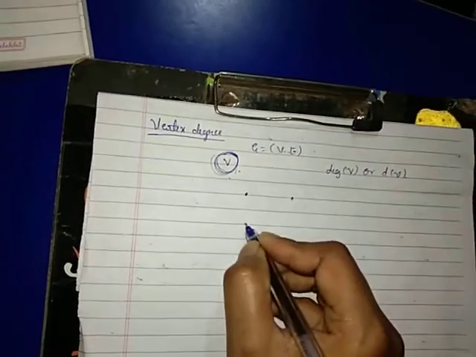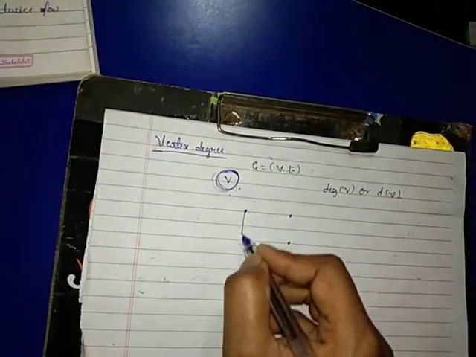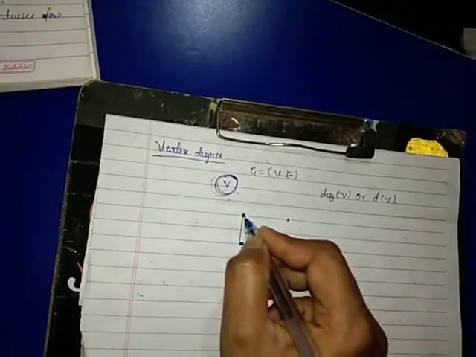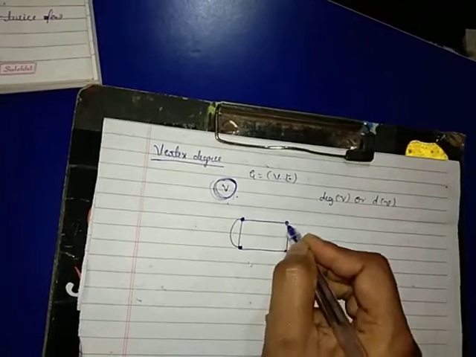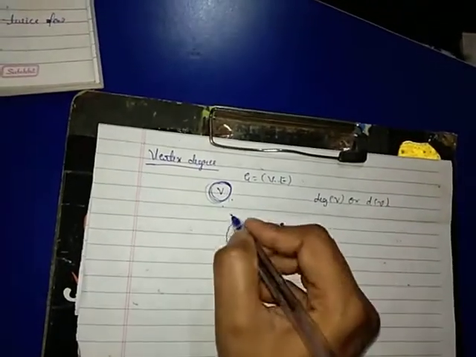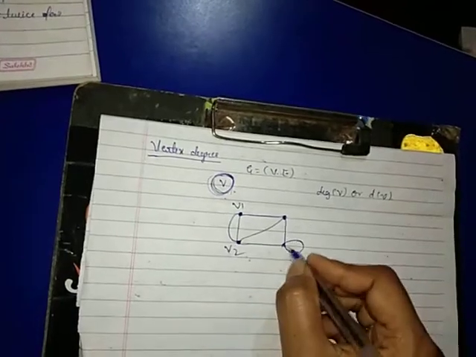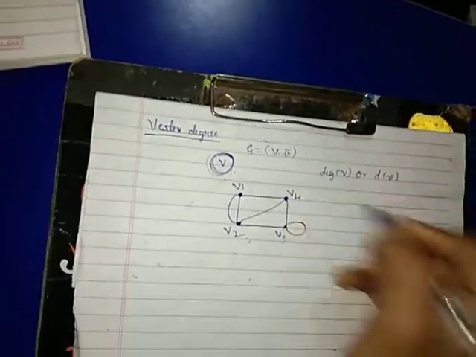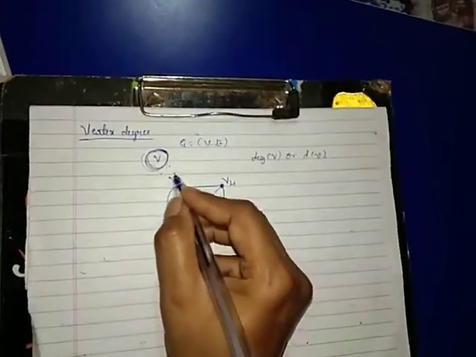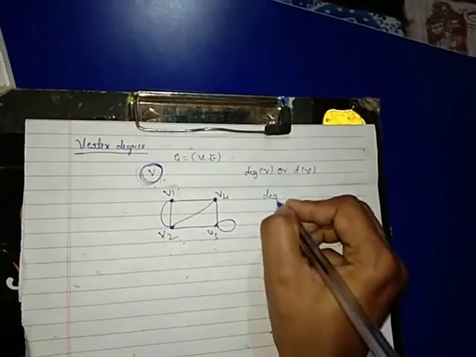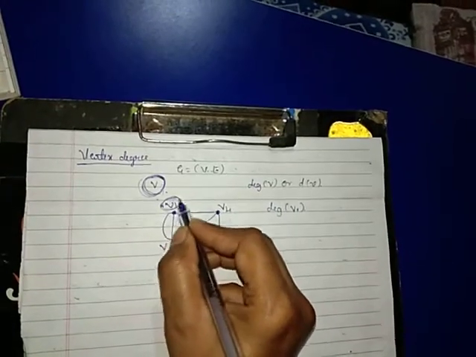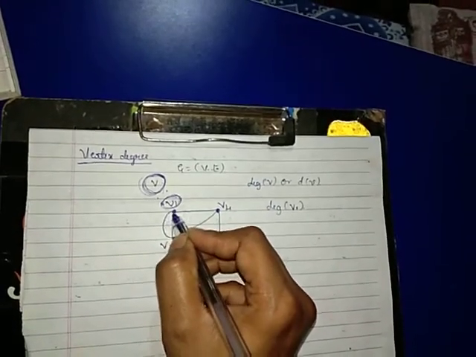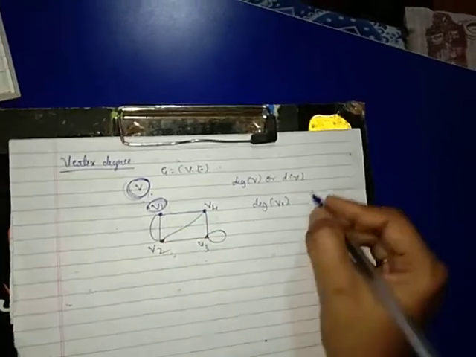Here I am giving the clear meaning. See the graph here, I am just drawing the graph: V1, V2, V3, V4. Suppose this is your graph. See the vertex V1. Now the degree of V1 means the number of edges incident to this vertex V1: 1, 2, 3. So the degree of V1 is 3.